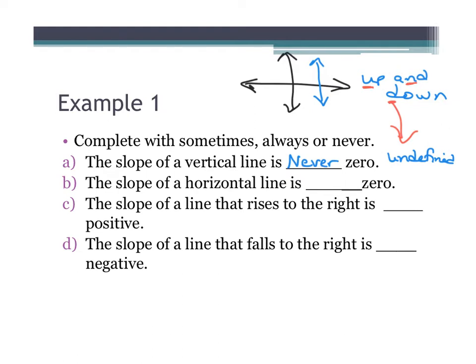Next, the slope of a horizontal line is blank 0, and this one is always. It's a flat line. The slope of a line that rises to the right is blank positive. This is always. The slope of a line that falls to the right is always negative. Let's practice finding the slope of a line given two ordered pairs.